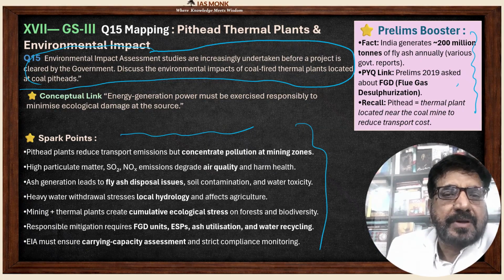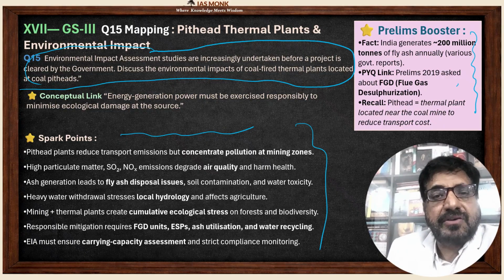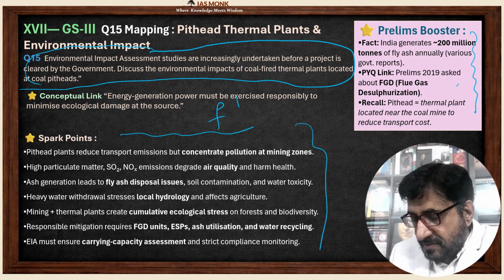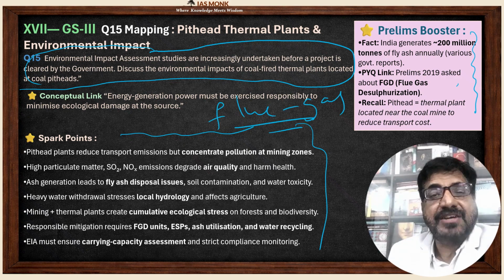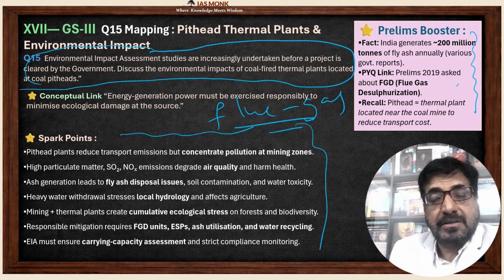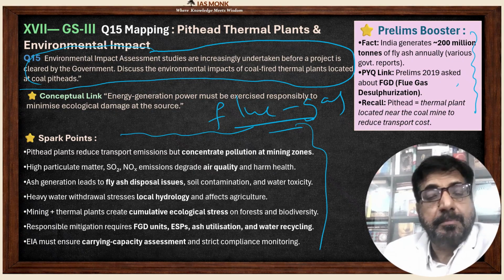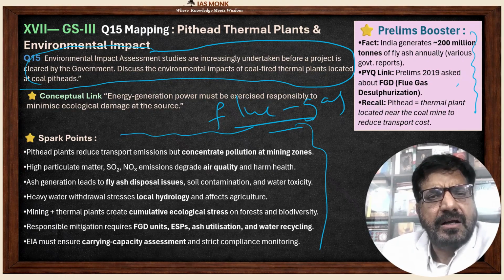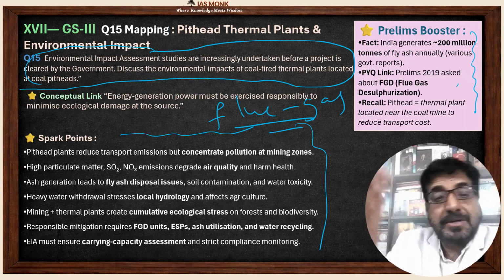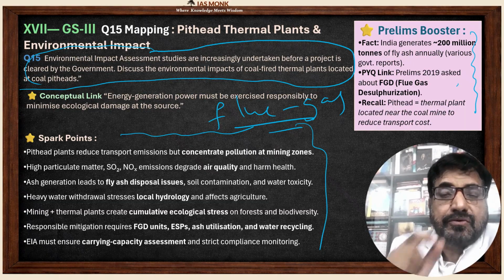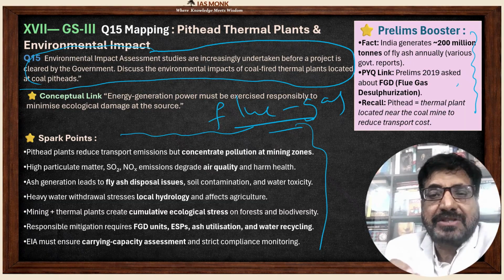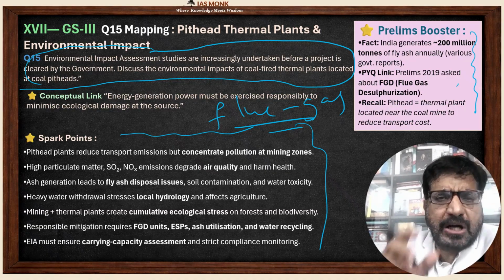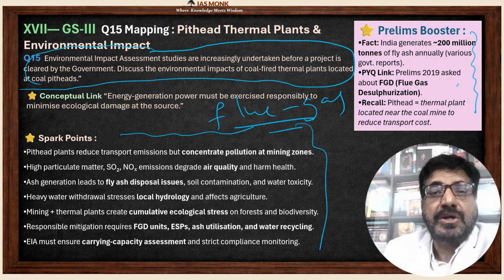EIA studies highlight the need for flue gas desulfurization. See, flue gas desulfurization. On this topic, questions have been asked in preliminary exams. So, I was telling you, EIA studies highlight the need for flue gas desulfurization, electrostatic precipitators, high efficiency boilers and 100% fly ash utilization.